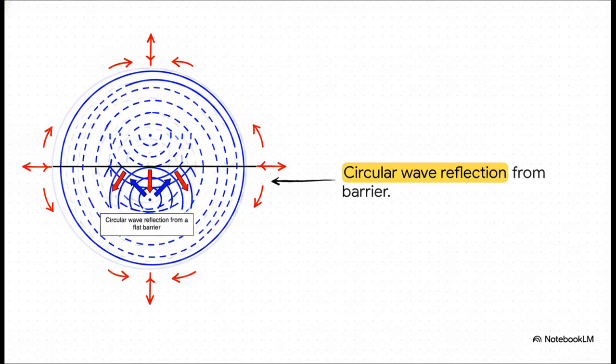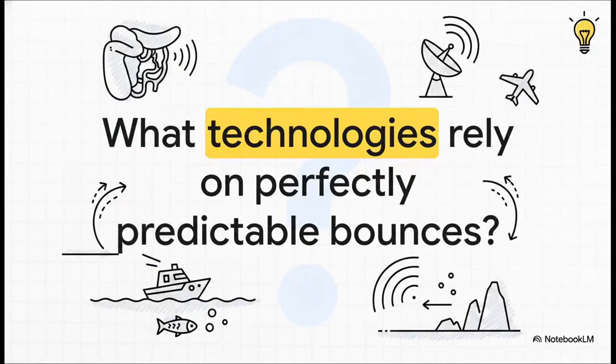Let's see how this applies to circular sources hitting a flat barrier. Guess what? The exact same law of reflection applies to every single point. Notice how the reflected arcs bounce back following those red arrows. I know it looks complex, but it's really just geometry. It creates a pattern as if an identical phantom wave source was placed at the exact same distance behind the barrier. Pretty cool, right?